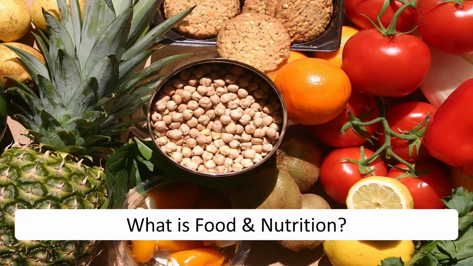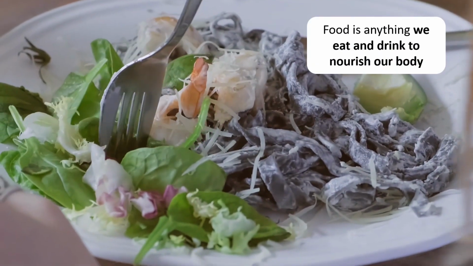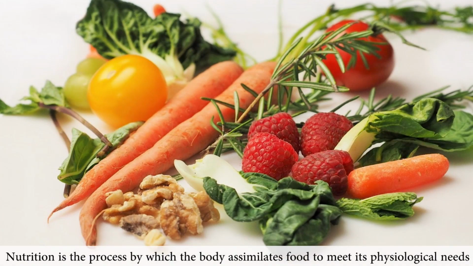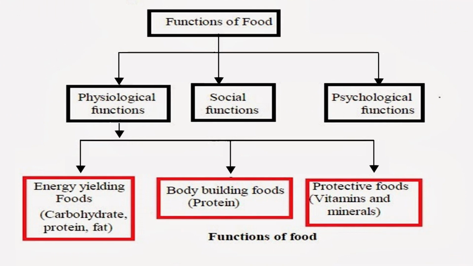So let's get started. So what is food and what is nutrition? You recall we learned that food is anything we eat and drink to nourish our body, whereas nutrition is the process by which the body assimilates food to meet its physiological needs. The food performs some very major functions in our body. Let us again recall what we studied earlier. There are three major functions.